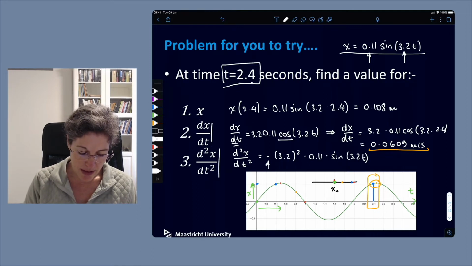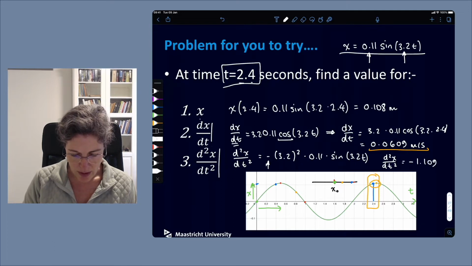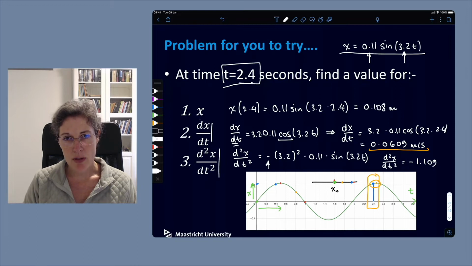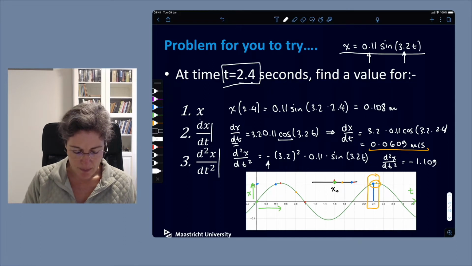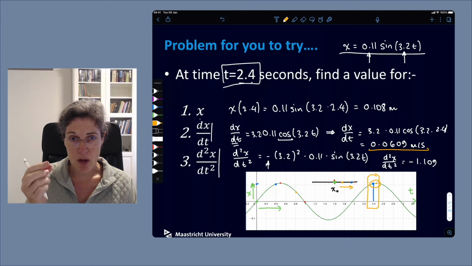All right, so if we plug in our value of 2.4 seconds, then we're going to get that at 2.4 seconds, our acceleration is minus 1.109. And again, we can do a little bit of a reality check. Does this make sense? Is it in the right direction? Well, remember, the acceleration is slowing it down. So our particle is still moving in the positive x direction because our velocity is still positive, but we know that the acceleration or the force is slowing it down, and it's slowing it down a lot, so much that it's almost stopped.